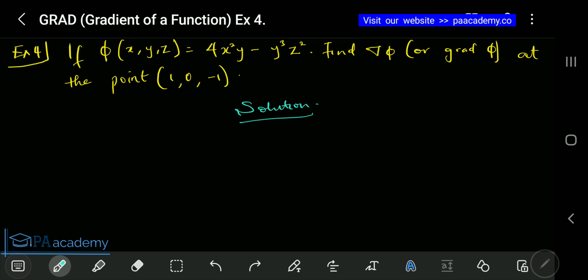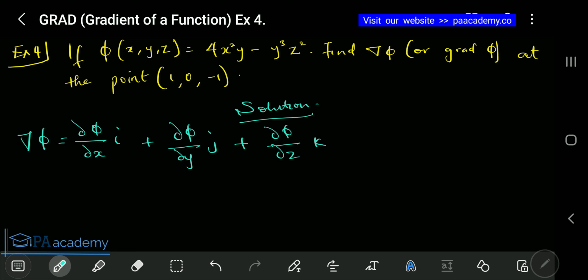Alright, so I hope you are done with that. Now let's do it together. If you have to calculate grad, again, the formula, since the function is phi, we are going to be having grad phi. The formula is giving us this. So now let's put in the values.